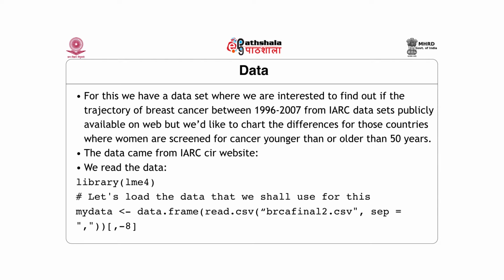The first thing that we do is we have to read the data. The data set is called brcafinal2.csv, and brcafinal2.csv is loaded in the folder in which this tutorial occurs. So you should be able to find it in the folder where it occurs. And we have decided to remove the 8th column from the data set. So we found that for the year 1999, there was not much data available, so we decided to remove it from there.